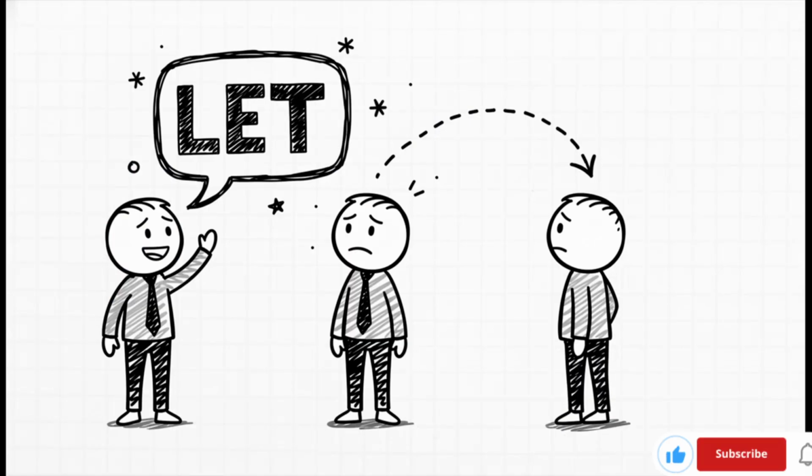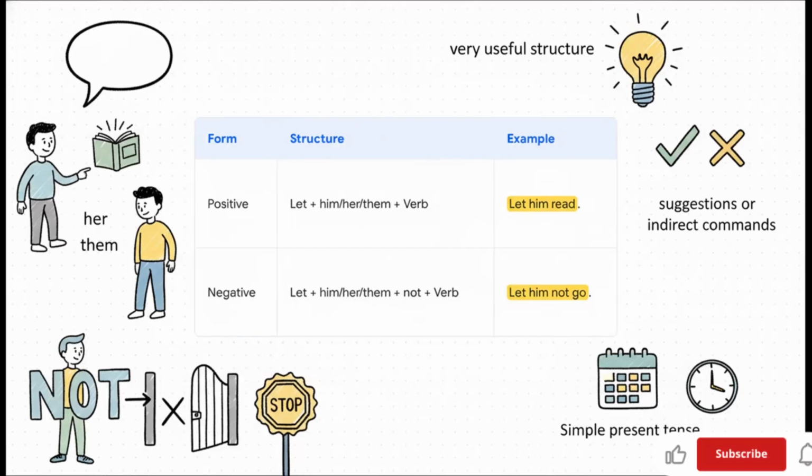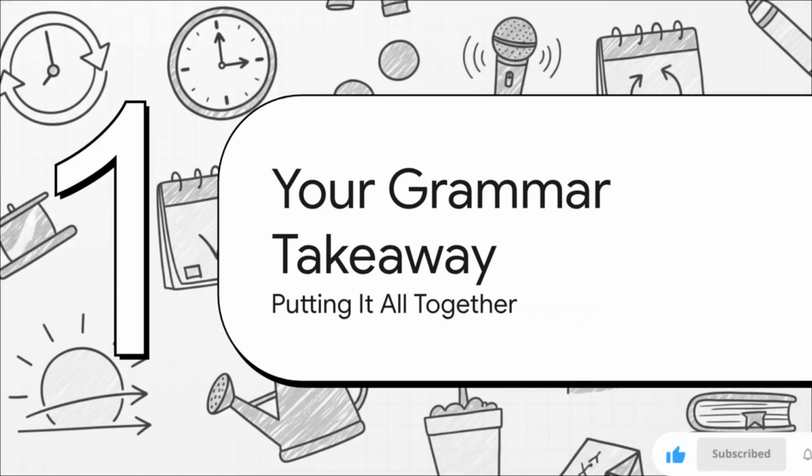Okay, but what if you're not talking directly to you? How do you give a command that involves somebody else, like a third person? Well, the answer is a fantastic little word, let. The formula is just let plus the person, him, her, or them, and then the simple verb, let him read. And for the negative, the word not gets cleverly tucked in right after the person. Let him not go. This is perfect for when you're making suggestions or giving commands that feel a little less direct.